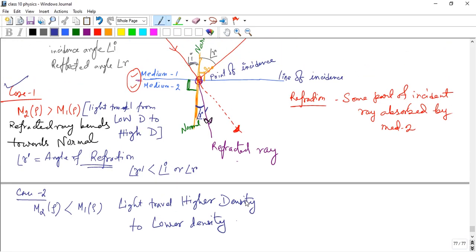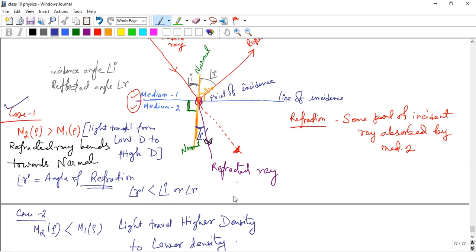So if light travels from higher density to lower density, the refracted ray now bends away from the normal. In the previous case we discussed the bend towards normal. Now the refracted ray goes away from the normal. That case, the spring line, represents case number 2. That is case 2, and that is case 1.